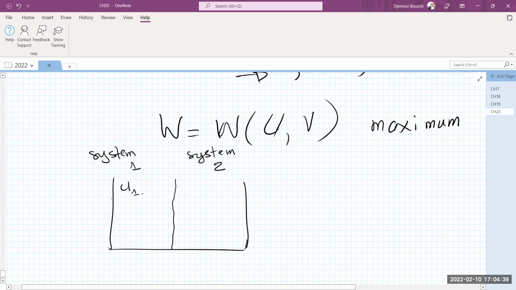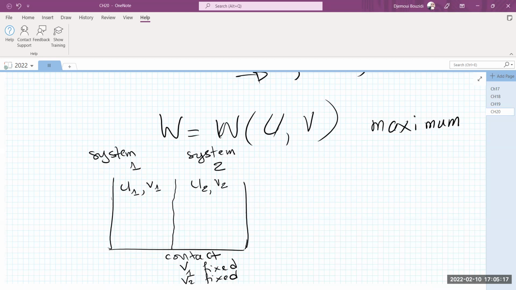One has energy U1, volume V1, and the other one has energy U2 and volume V2. This is before we bring them in contact. Now we bring them in contact. This wall between them is immovable in such a way that V1 is fixed and V2 is fixed. So the volume does not change because this wall is separating them so that they don't move. So the volumes do not change.